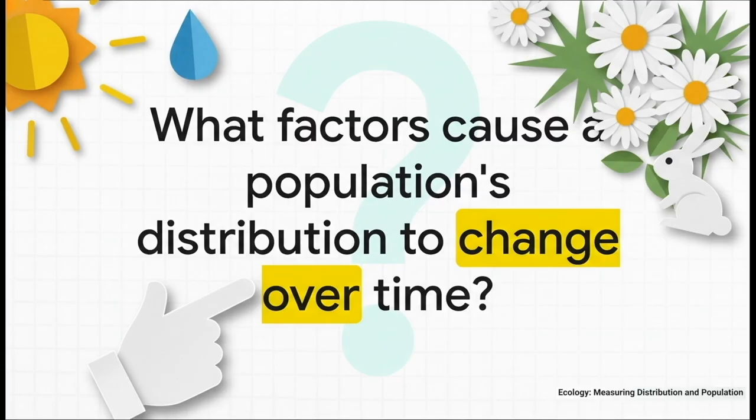And it allows us to start asking even bigger, more interesting questions. You know, why are there more daisies in one part of the field than another? What factors, like the amount of sunlight or water or competition from other plants, are controlling where they live? Keep asking those why questions, because that's when you really start thinking like an ecologist.